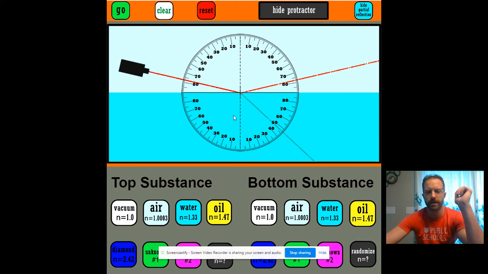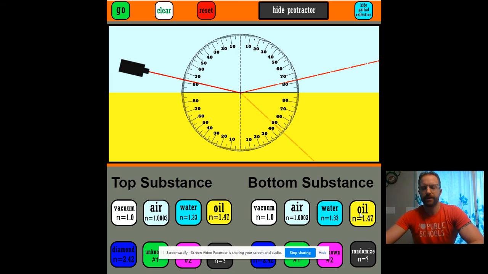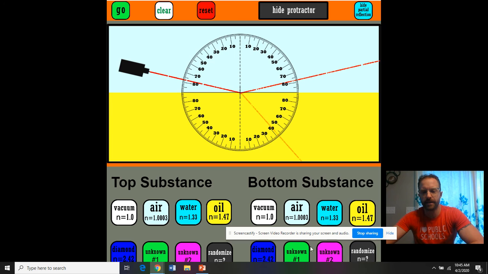Since we're putting that protractor on there, we can throw in a different substance. You can do top substance and bottom substance and all that kind of stuff. I would think life would be easier if you just leave it air or a vacuum, since those are not going to give you a lot of different results. But then we can try oil and see how oil is going to be different. Hopefully you recognize that oil should bend more. Hey, look at that. It bent more because the oil is more dense. Then you've got diamond and some unknowns down here.